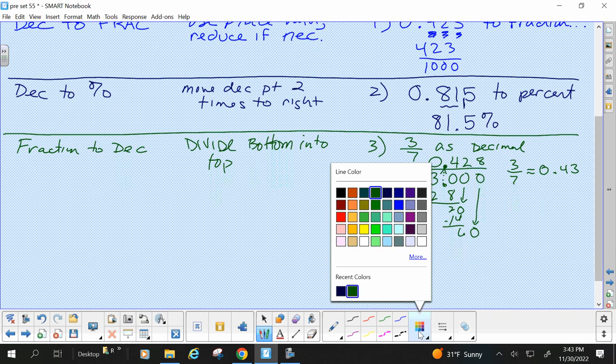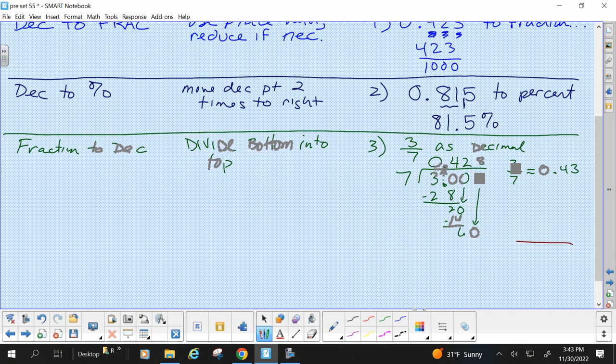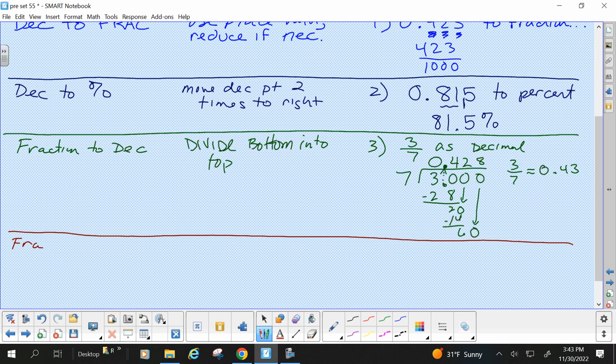All right. Example or case 4. Fraction to percent.